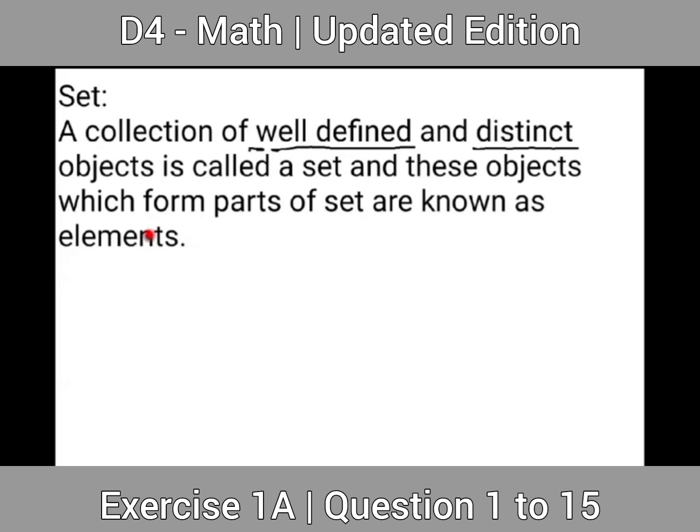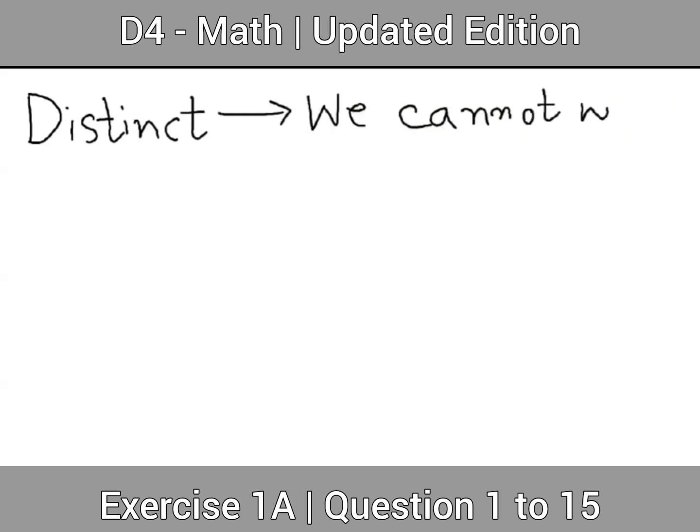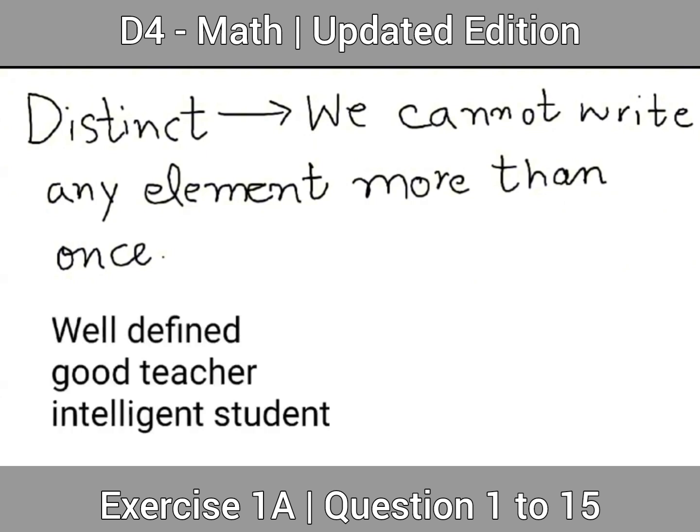So first we will understand the meaning of the words well-defined and distinct with the help of some examples. The word distinct means we cannot write any element more than once. We will understand the word distinct more precisely in the examples. Now what is meant by well-defined? Here we take two examples. The first one is a good teacher, and the second one is an intelligent student.